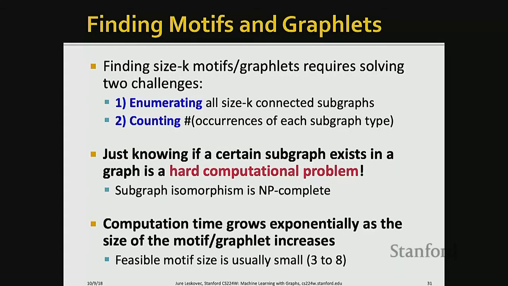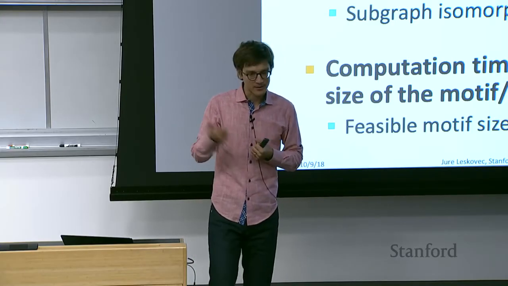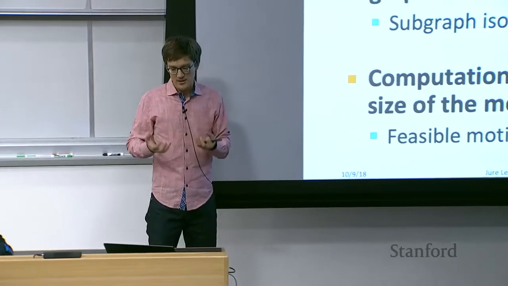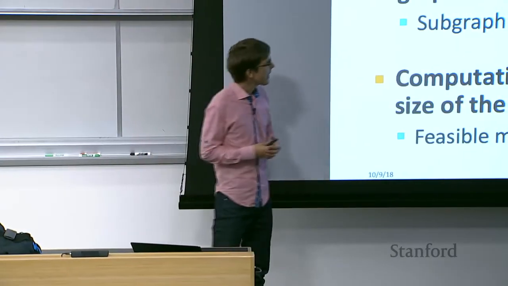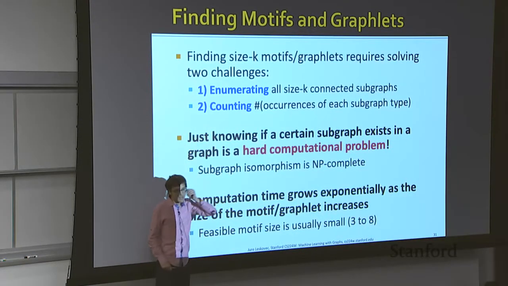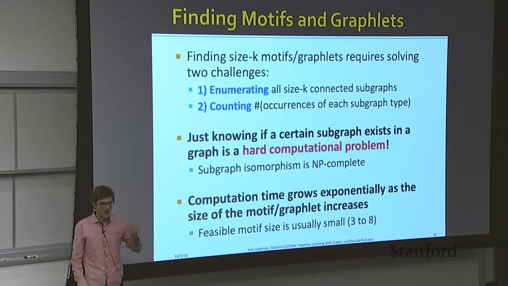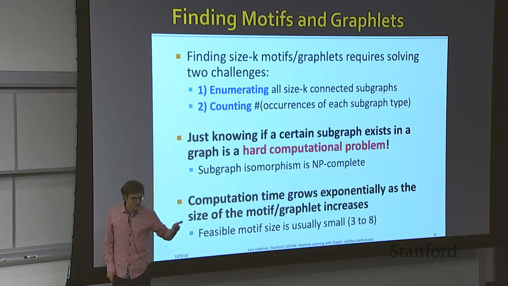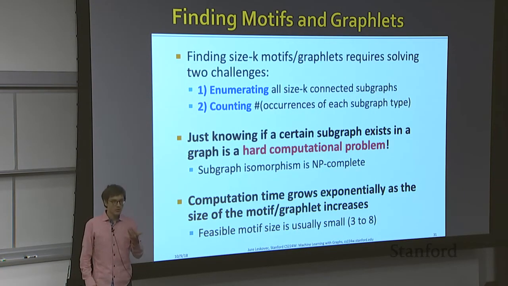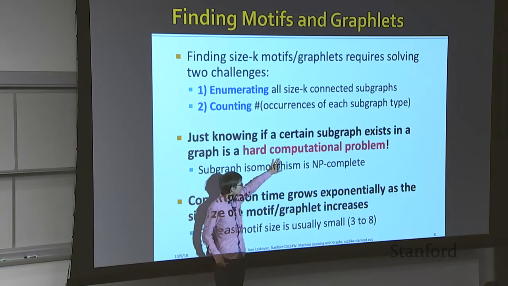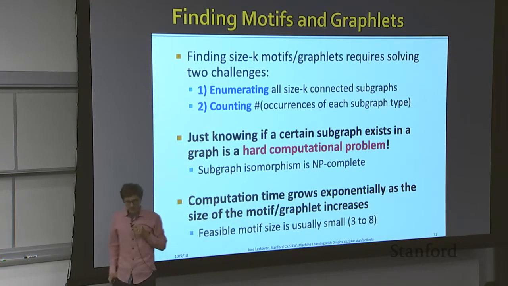So if we want to find these motifs and graphlets, we need to solve 2 challenges. The first challenge is that we want to find all the size k subgraphs in the network, where k is a parameter. Think 3, 4. First we need to enumerate all of them, and then we need to count them. So there are 2 steps. One is enumerating, which essentially means find all the instances, and then you need to count the number of instances of each structure. And this is a very hard computational problem, and it's shown to be NP complete.